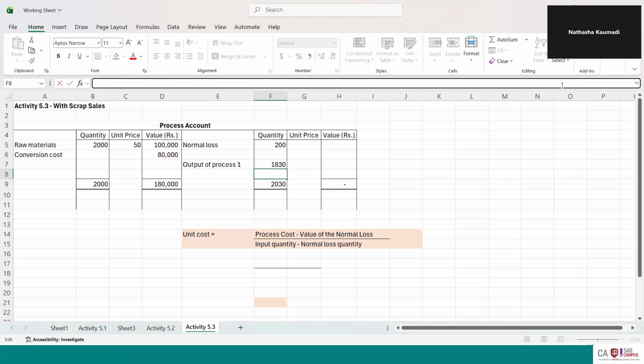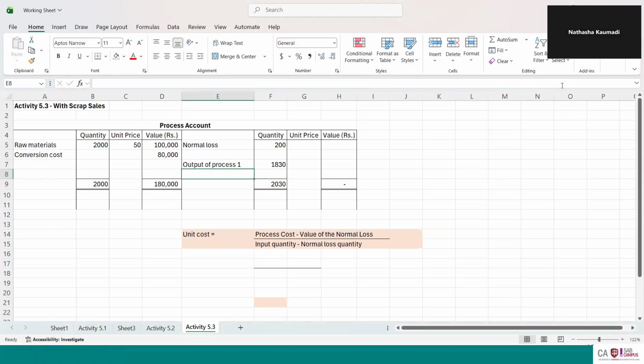And then we are moving to the second step. What is our second step? Tally the quantity columns. Okay. Now see, the debit side quantity column total is 2000. Credit side quantity column total is 2030. Now what has happened? This side is higher than the debit side. So I move to the debit side and I write the balance. What is that? How many units? How many kilograms? 30 kilograms. That is the difference.